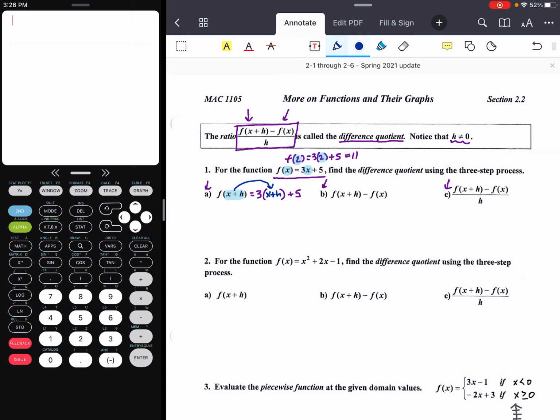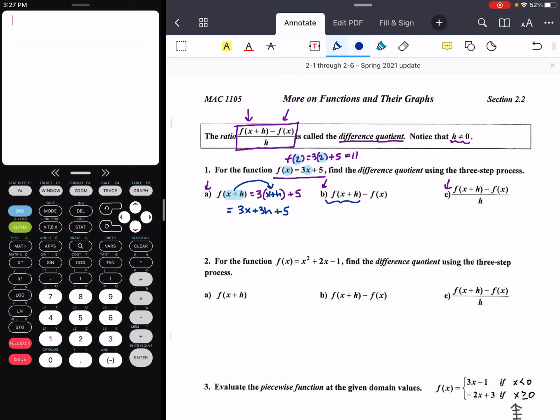And now I want to simplify this. I'm just going to distribute the 3 throughout the parentheses. This gives me 3x plus 3h, and then I bring down the plus 5. So this is just f of x plus h. If I could combine like terms, I would, but I can't, so I stop here. All right, moving on to part B, we have f of x plus h minus f of x. This will create our numerator in our difference quotient when we pull it all together.